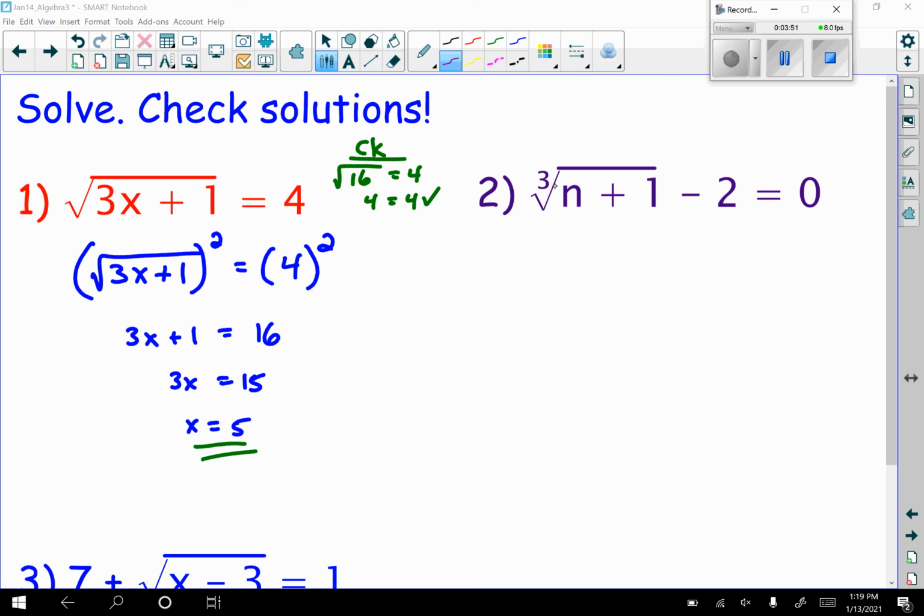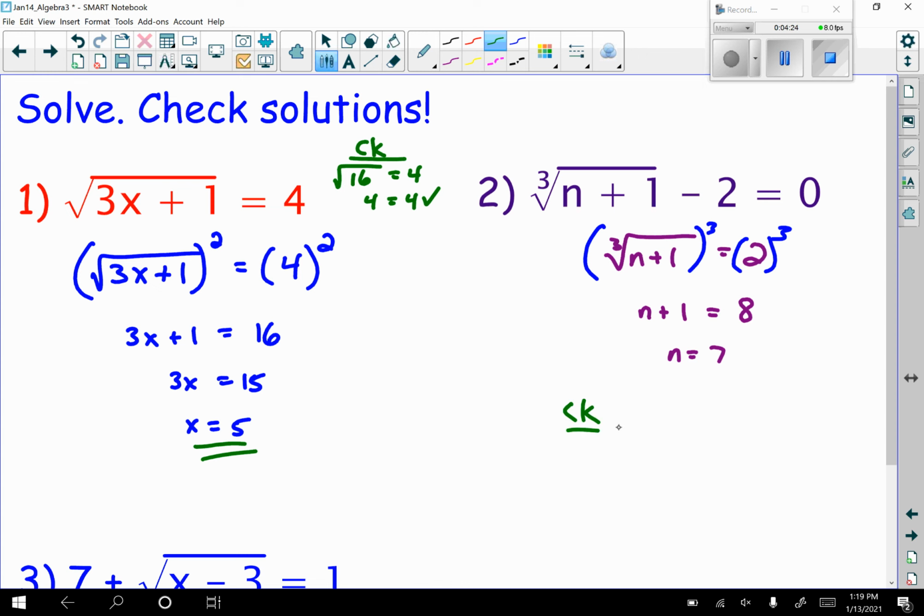Notice here, though, this is the cube root. But again, we want to first start this problem off by isolating this. So we have a minus 2 over here. Let's just get rid of that, take it to the other side. So now this becomes the cube root of n plus 1, which is equal to 2. Now to get rid of a cube root, we are going to cube both sides. So now we're just left with n plus 1. 2 cubed is 8. Subtract the 1, n is 7.